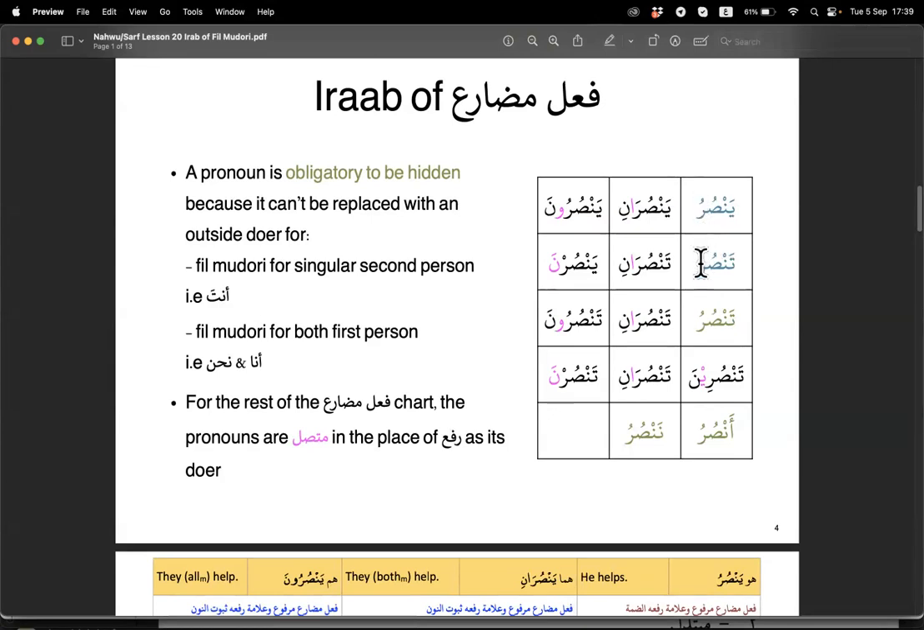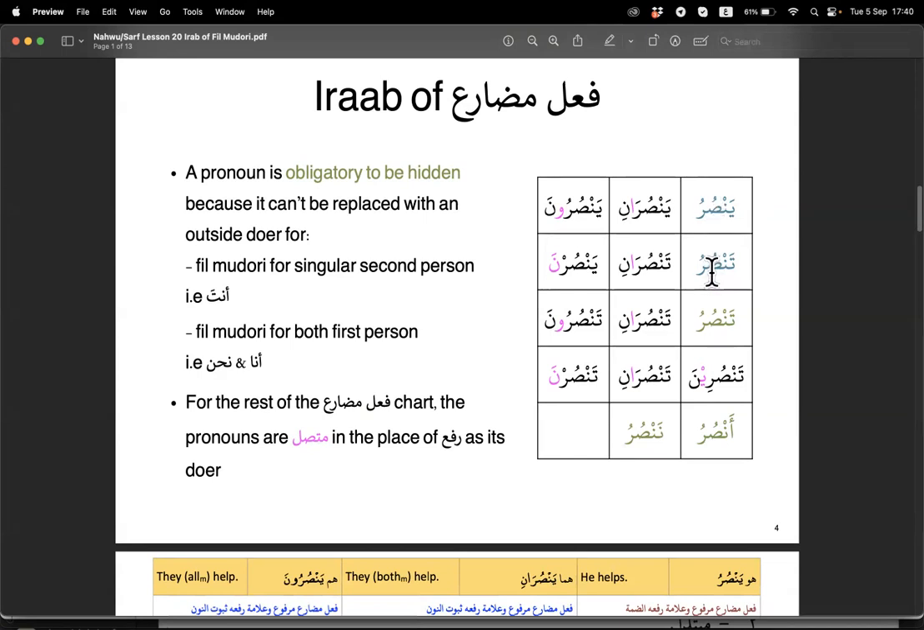Okay, I'll explain again. Whenever you have a domir mustatir, mustatir means it's hidden, right? So is it hidden wajib, wujuban, or is it hidden jaiz, permissible only? We say that huwa and hiya is jawazan, permissible, not wajib, because it can have an outside dua. That's why huwa and hiya is domir mustatir jawazan.